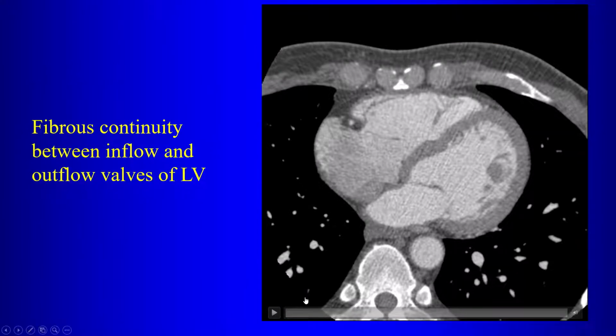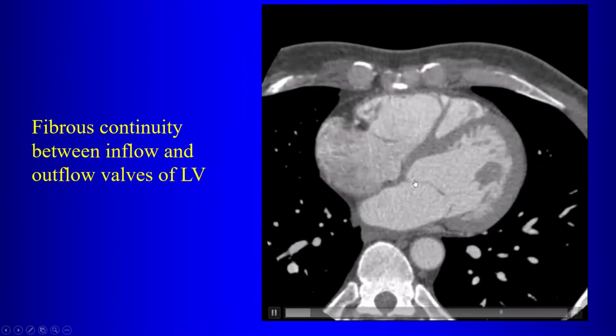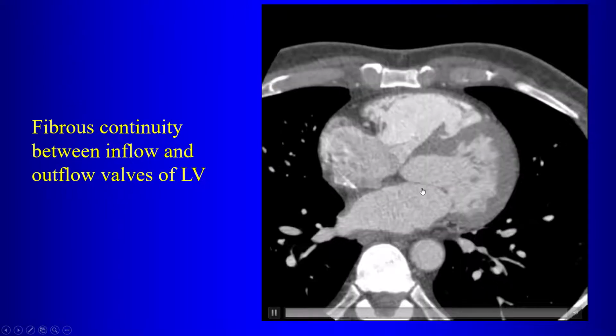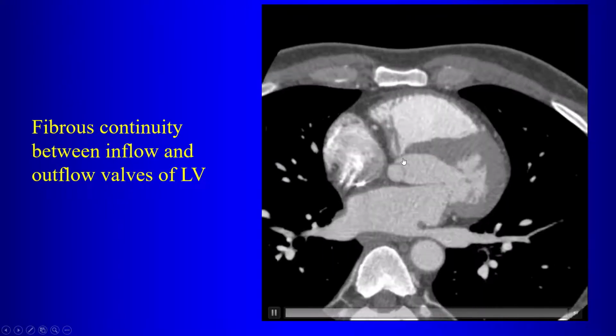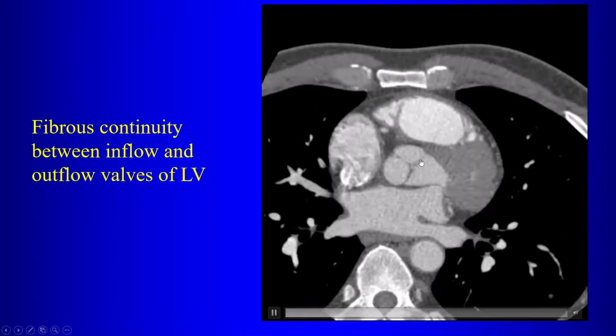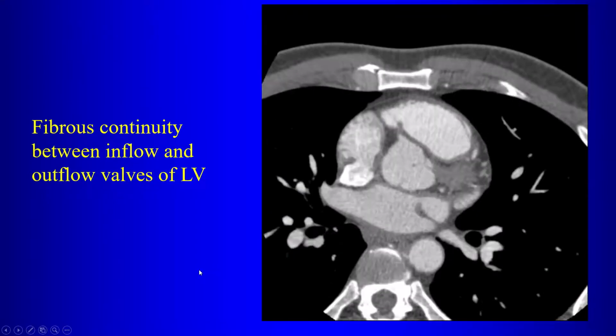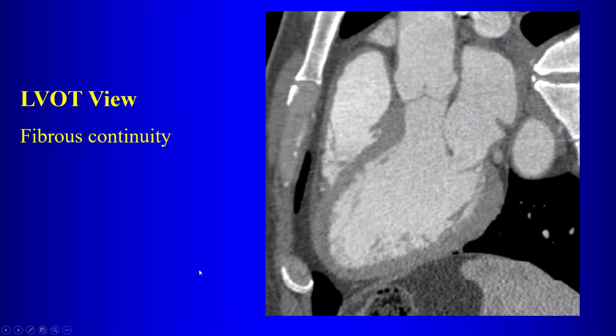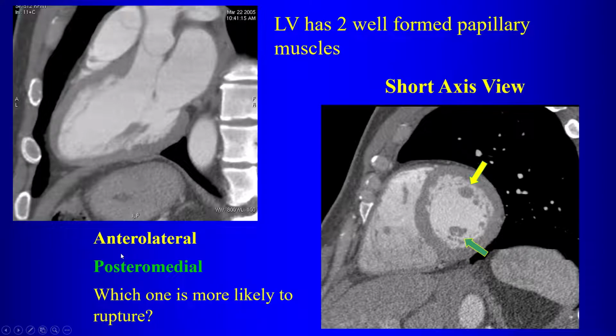So as we said, if you follow the anterior leaflet of the mitral valve and we go upwards, that will take you right to the aortic valve. So that's an example. That is fibrous continuity. That is the feature of a morphologic left ventricle. Very nicely demonstrated on the three-chamber view. Left atrium, left ventricle, anterior leaflet of the mitral valve takes you right to the aortic valve, fibrous continuity. Now the left ventricle also has two well-formed papillary muscles. Here on this short axis view, here's the left ventricle, here's the right ventricle.